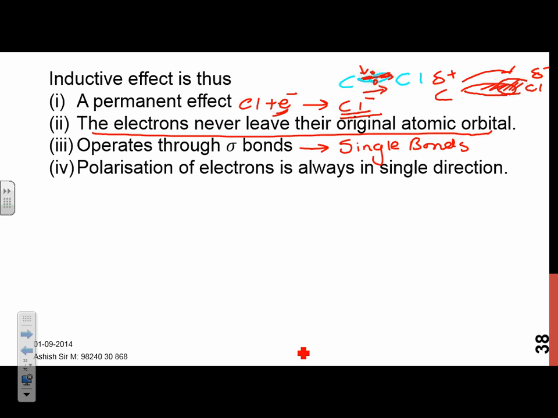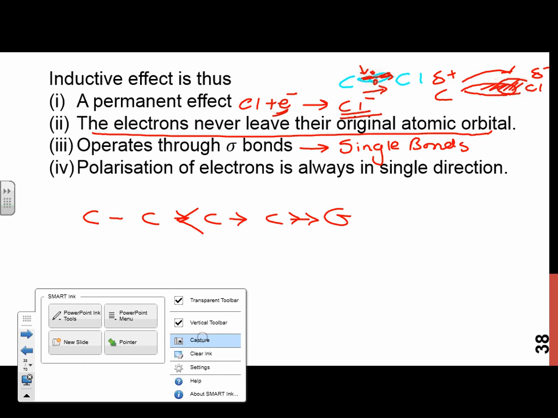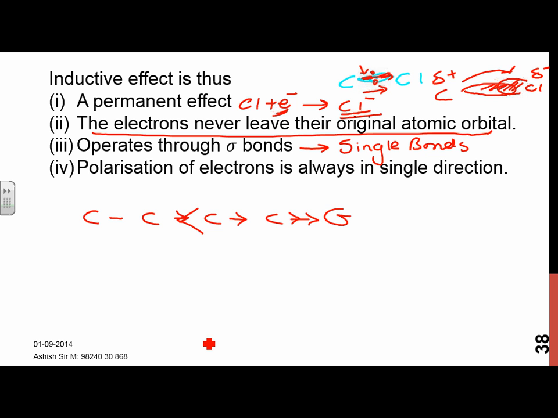Polarization of electron is always in a single direction. That means when it is spread like this, let's say this group is withdrawing electron, then the withdrawal is in the same direction. All of them will be withdrawn in one direction. It's not that somewhere in between the withdrawal happened in a different way. They are in the same direction. Is it understood? Are you following me?